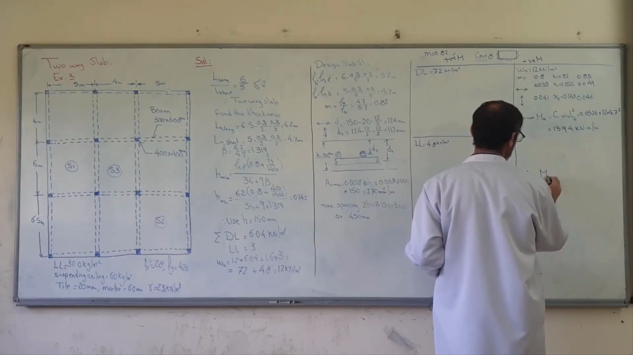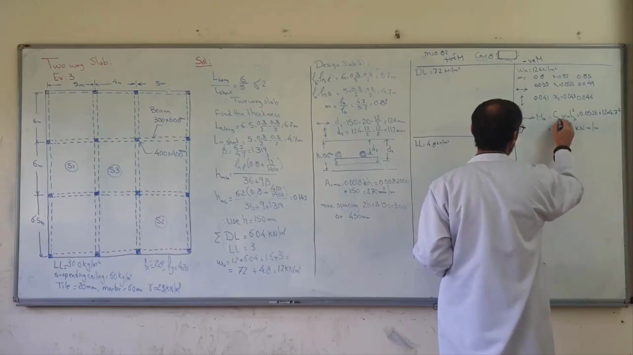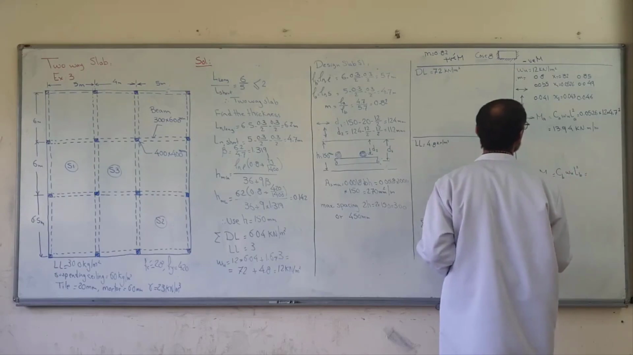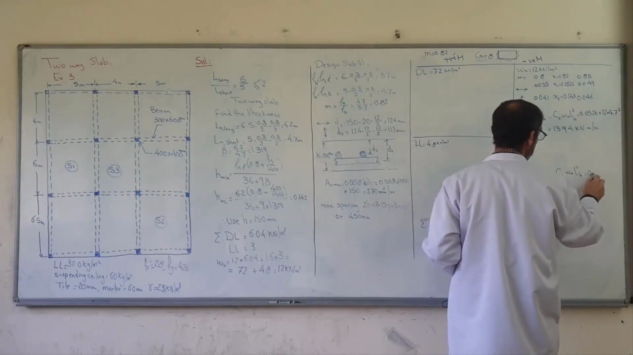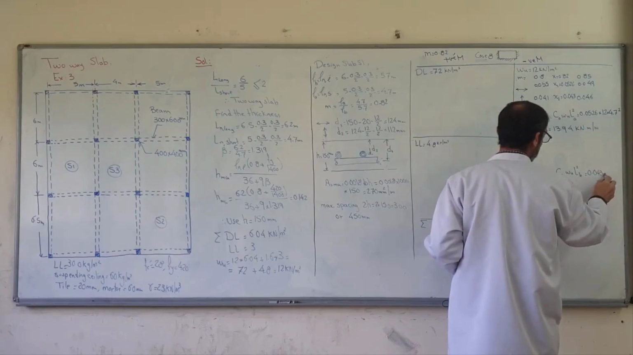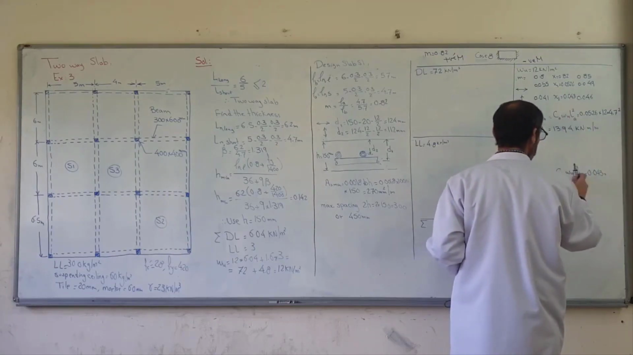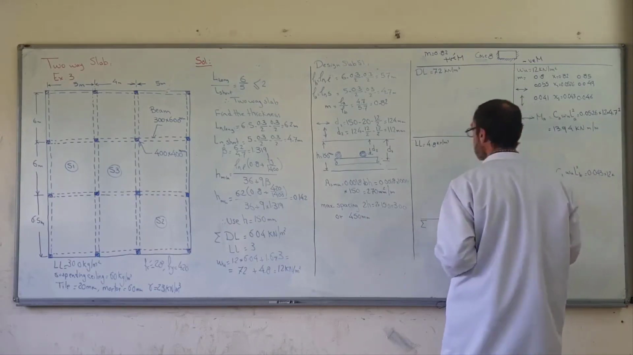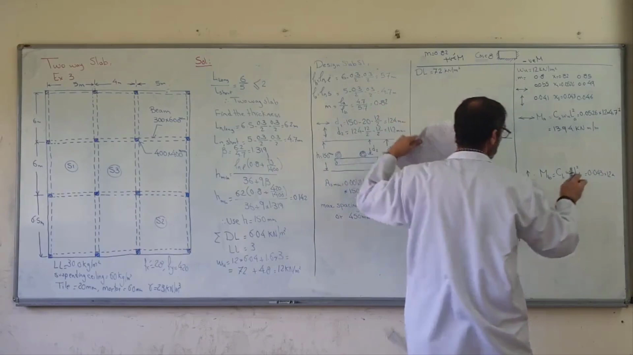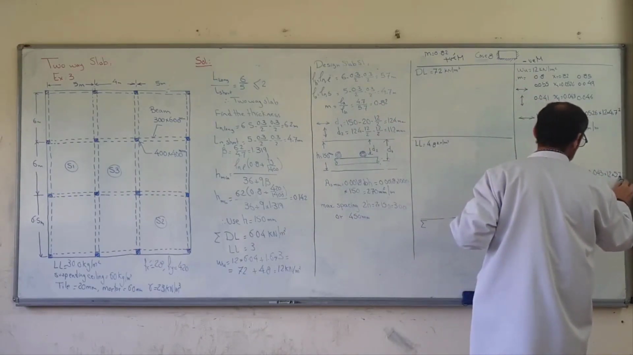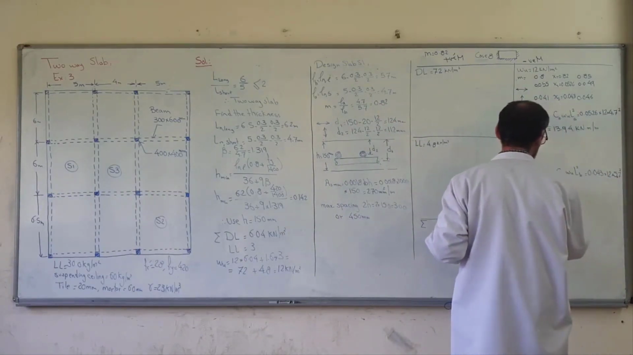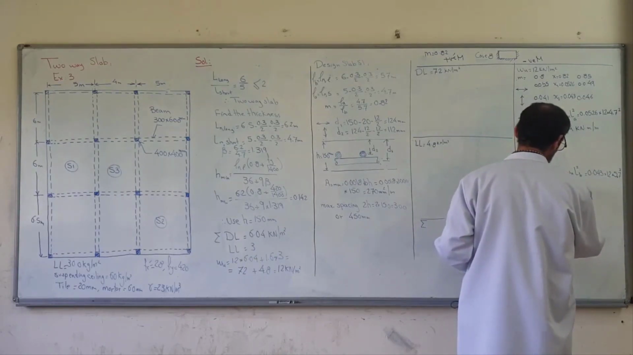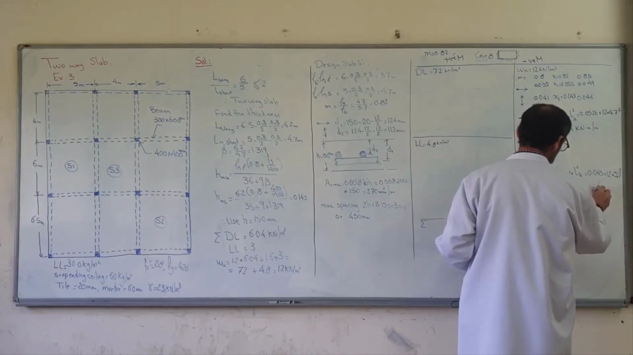MB in the long direction is equal to coefficient B times W L B square. We found CB. This is CB, times the span, the long span, square. So the moment MB is equal to what? It is equal to 6 kilo Newton meter per meter.